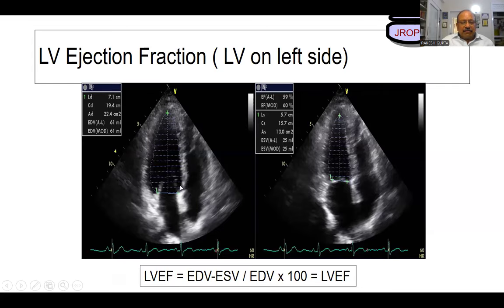We start with the septum, trace along the border, go up to the apex, come back to the base of the lateral wall, and join the line together, and we look at this long axis. The machine divides this individually into multiple discs and takes a volume, and this method is known as the modified Simpson's method. The same thing we do in end systole. End diastolic volume minus end systolic volume, divided by end diastolic volume, into 100 will give me the percentage of ejection fraction.